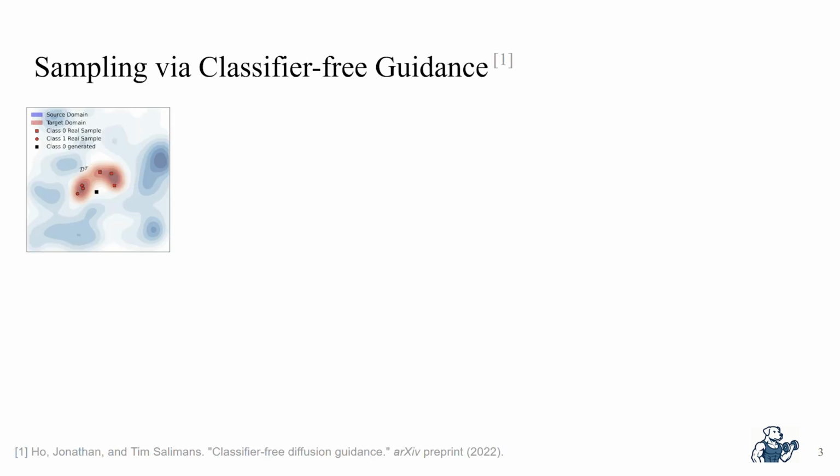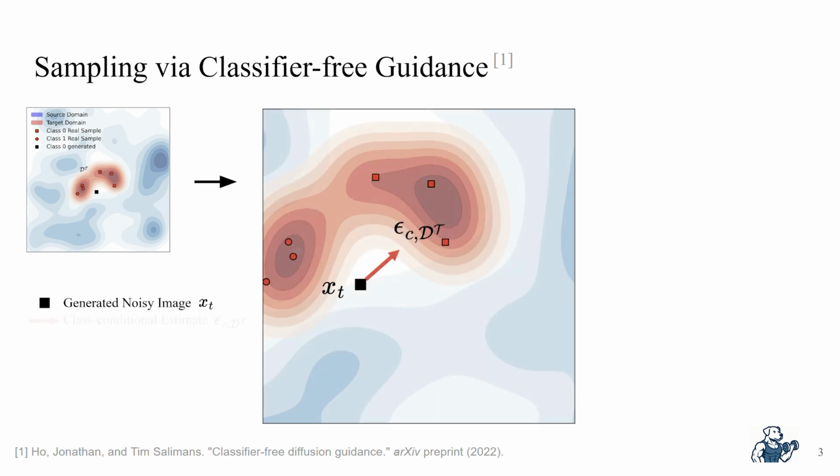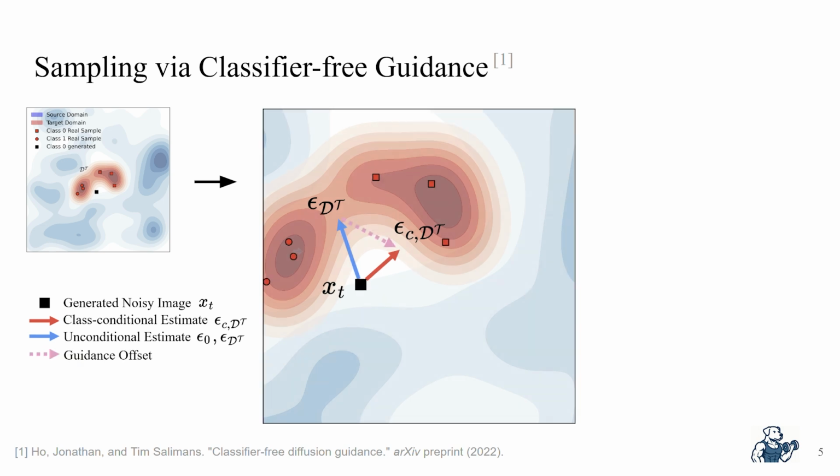Assuming that we are in the noisy image space, if we were to denoise x of t using class conditional noise estimation, it would likely shift toward this red direction. However, in the unconditional case, the estimation would shift the image toward the closest region in the target distribution, the blue direction. Classifier-free guidance, by computing a guidance offset derived from the conditional and unconditional noise estimates, provides a model with a better class condition alignment and generalization. A guidance weight can be utilized to control the amount of guidance, giving a natural fidelity diversity trade-off.